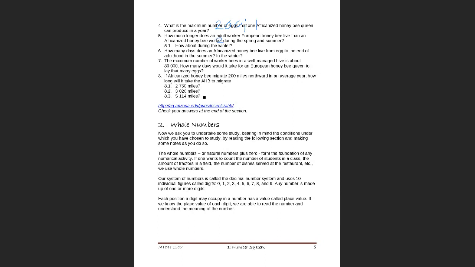Then 2,750 is equal to X. Then you simply cross multiply. So we are going to get 2,750 multiplied by 1, then it's 2,750. Then we divide it by 200. It's going to be in years. Then X will be 2,750 over 200.